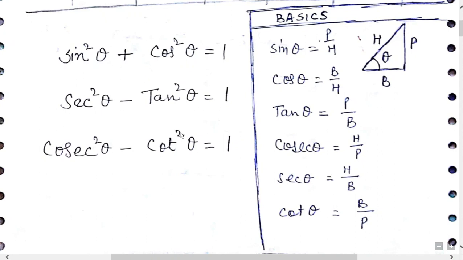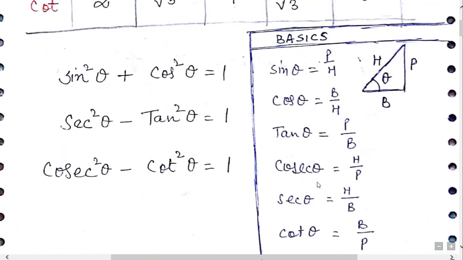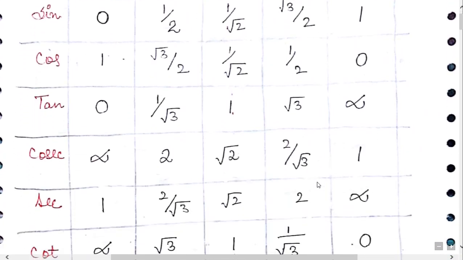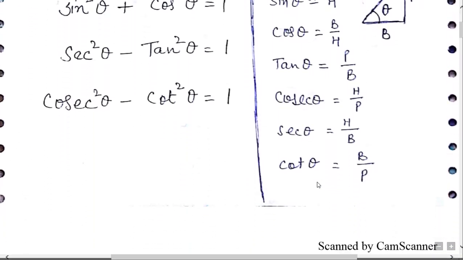These are the three identities. Sin square theta plus cos square theta is equal to 1. Secant square theta minus tan square theta is equal to 1, or cosecant square theta minus cot square theta is equal to 1. These are the 6 trigonometric ratios: sin theta, cos theta, tangent theta, cosecant theta, secant theta, cot theta. These are basically the learning modules. You have to learn these things before proceeding with the exercise.